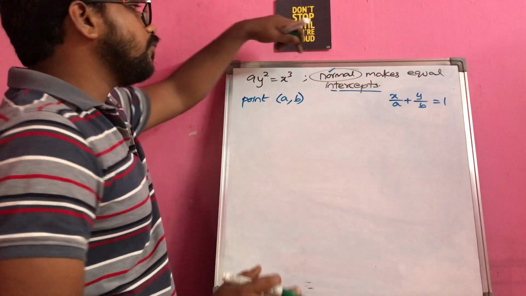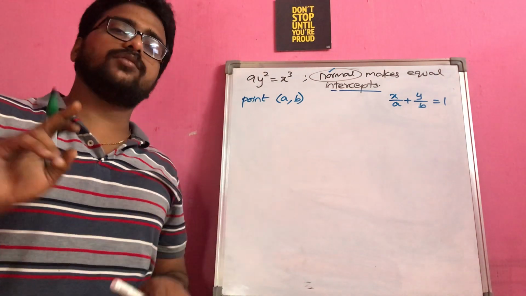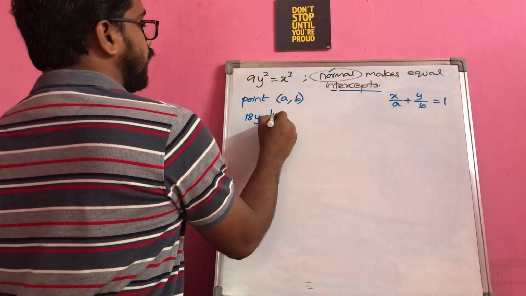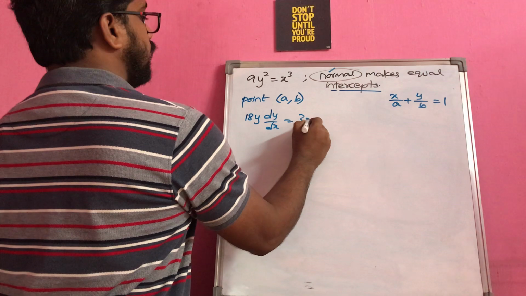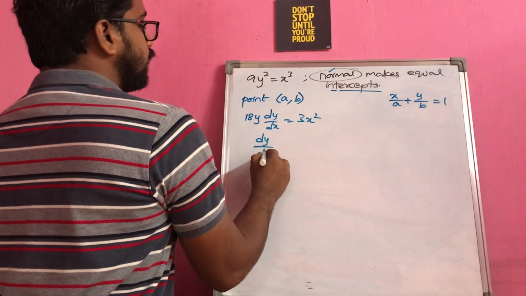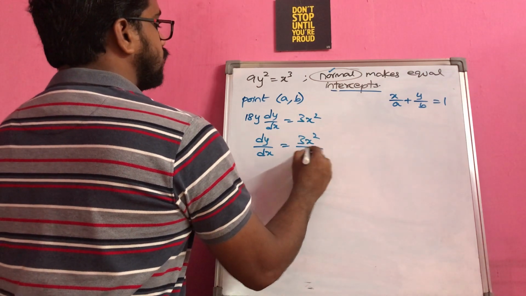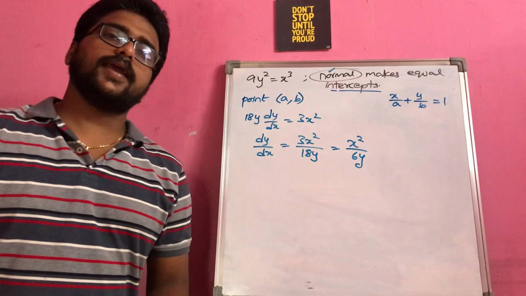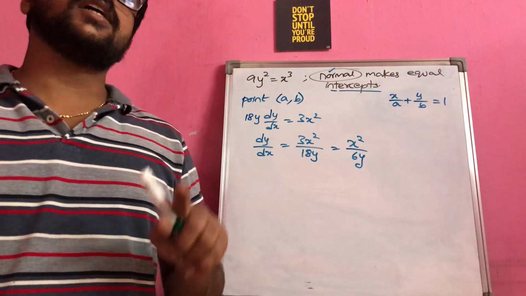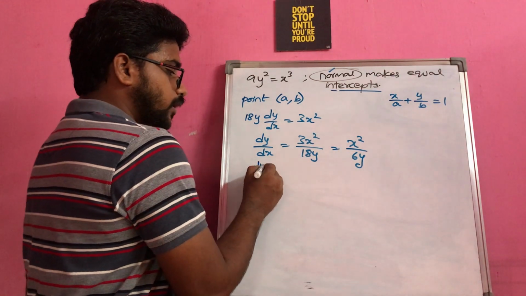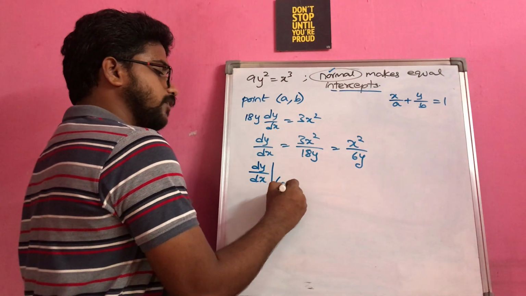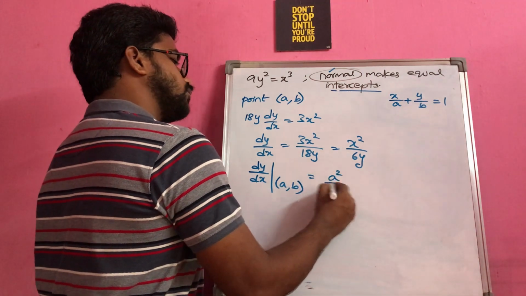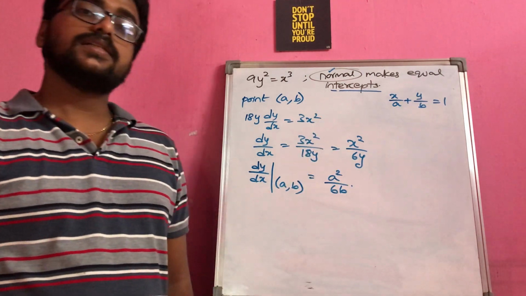Anyway, to find the equation of tangent or normal, you have to find dy by dx. So let me apply differentiation. 18y dy by dx is equal to 3x square. I will be getting dy by dx is equal to 3x square by 18y, which is x square by 6y. Again, you can observe here dy by dx value is in terms of variables. So you thought of finding the equation of a normal or a tangent at a comma b point. So if I go for that substitution, I will be getting a square by 6b.